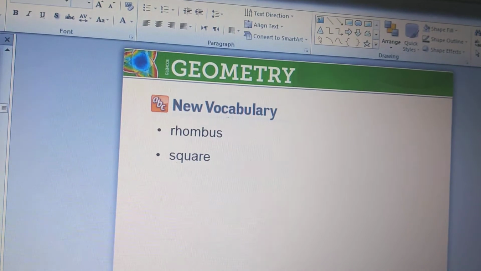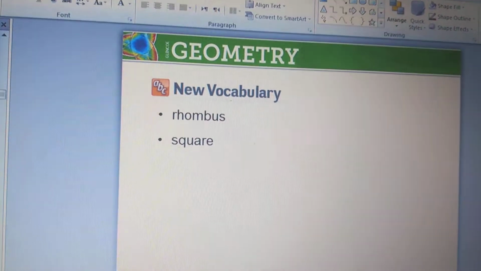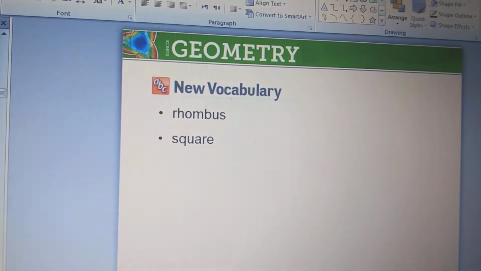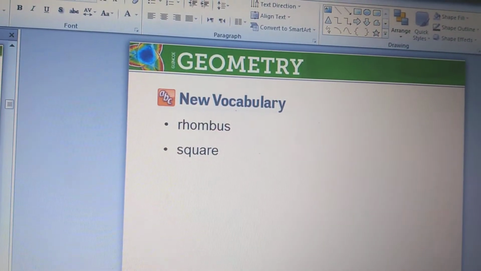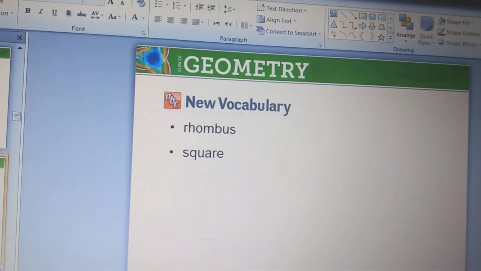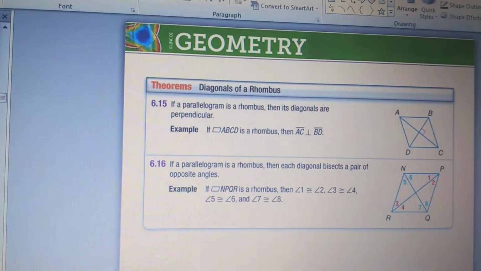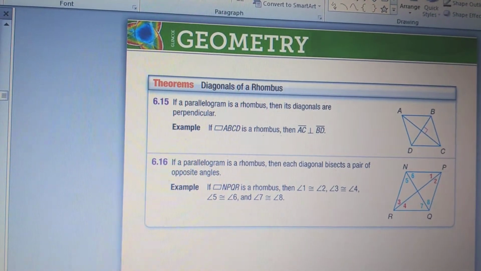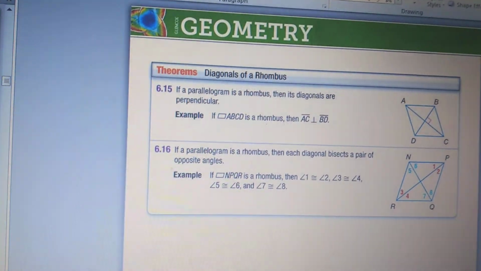Here, of course, the new vocab you have is rhombus and square. Rhombus and square, you know them before. They are quadrilaterals which have some special properties. We are going to start with rhombus. What are the properties that when a parallelogram takes them, this parallelogram becomes a rhombus?